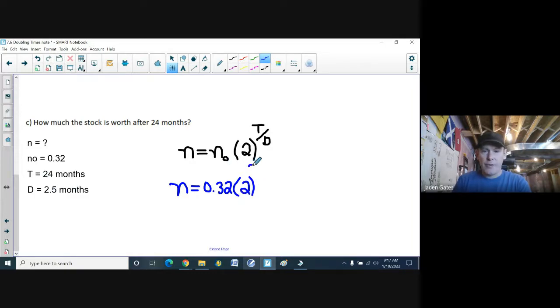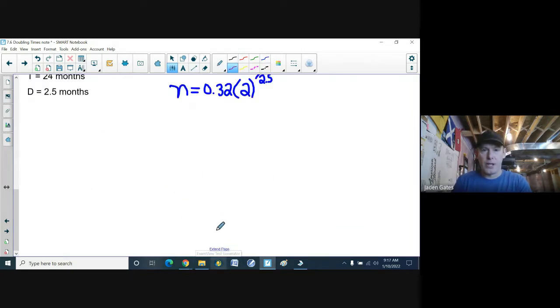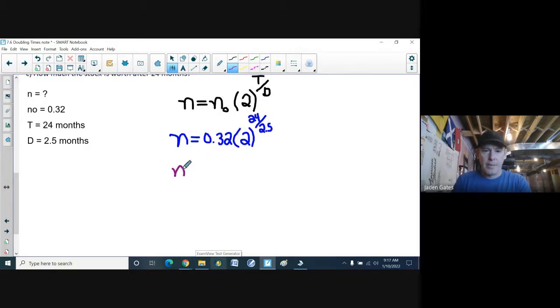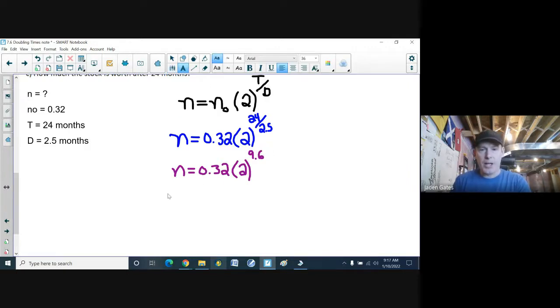All right, our multiplying factor is 2 because we're doubling. T, we got a 24. So we have a fraction here for an exponent divided by 2.5. All right, so again, before I can do BEDMAS, I actually have to figure out what this exponent actually is. All right, so let's see here. Let's extend our page. So we have n is equal to 0.32 times 2. And then our exponent is 9.6. All right, now keep going here. And now I can do the exponent finally.